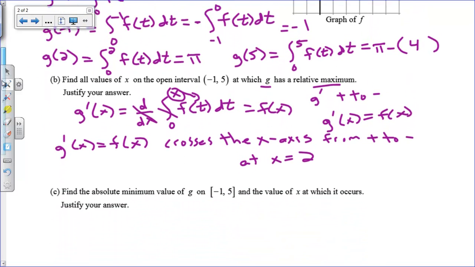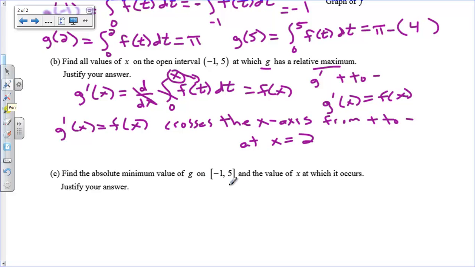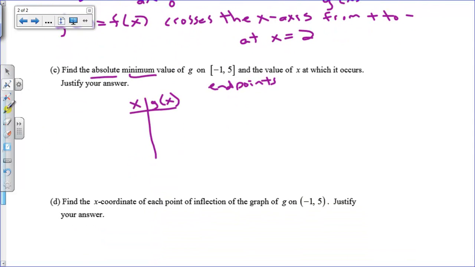All right, find the absolute minimum value of g on [-1, 5] and the value at which it occurs. Justify your answer. Absolute minimum can also occur at endpoints. So I've got to use my candidates test. I'm going to list x values here, and I'm going to list g's value at all critical points and all endpoints. Even though I know for sure that the only critical point is a relative maximum, I'm still going to include it.